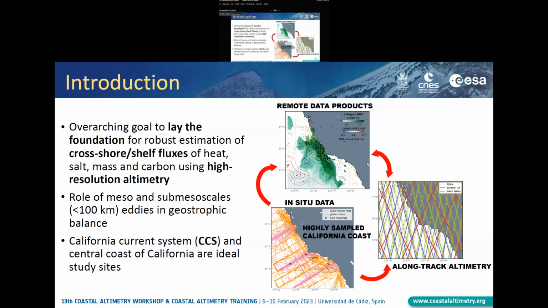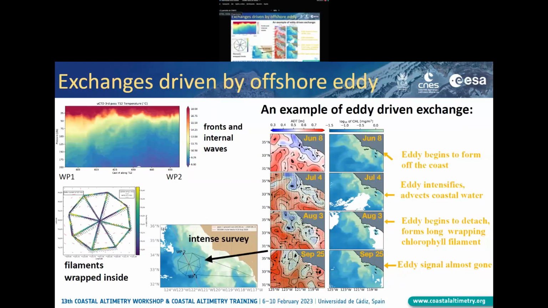It's also very highly sampled by in-situ data and these coastal radars that Sung Young talked about earlier in the morning. Here is an example of how what happens way offshore can have a meaningful impact in the coastal ocean. In 2020, there was a large cyclonic eddy that developed offshore Point Conception, that little point there.